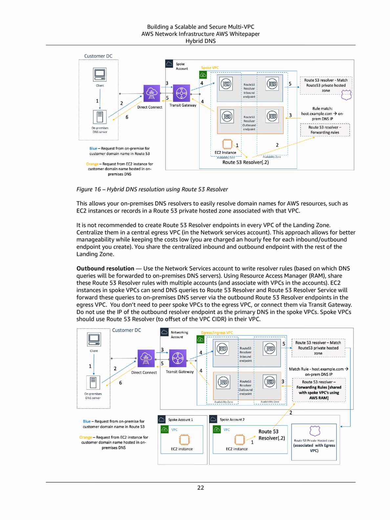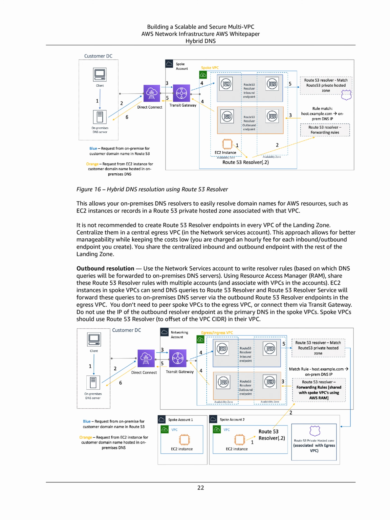Outbound resolution. Use the network services account to write resolver rules, based on which DNS queries will be forwarded to on-premises DNS servers. Using Resource Access Manager, RAM, share these Route 53 resolver rules with multiple accounts, and associate them with VPCs in the accounts. EC2 instances in spoke VPCs can send DNS queries to the Route 53 resolver, and the Route 53 resolver service will forward these queries to the on-premises DNS server via the outbound Route 53 resolver endpoints in the egress VPC. You don't need to peer spoke VPCs to the egress VPC, or connect them via Transit Gateway.